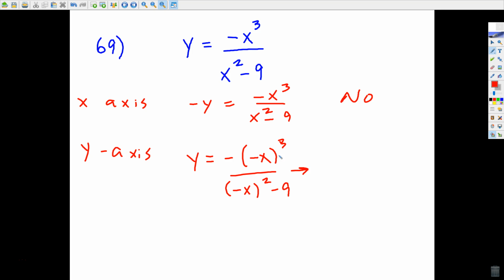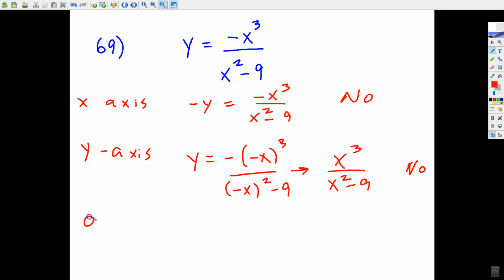Negative times itself 3 times. But what happens now when I multiply by -1? It makes it positive, all right? So this becomes positive x to the third, and down here, when you square a negative number, it makes it positive. So do I have y-axis symmetry? No.